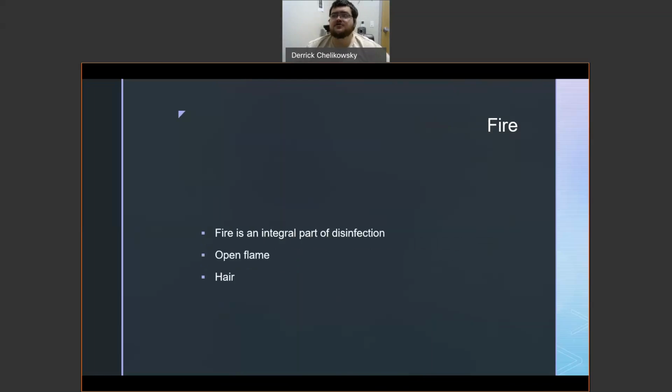Fire is an integral part of disinfection. We do use Bunsen burners, and I go over this more specifically in our emergencies video, but this is a fire hazard. Hair is a fire hazard, as are the Bunsen burners themselves. We do use Bacti incinerators as well, but you may be required to use a Bunsen burner in the lab.